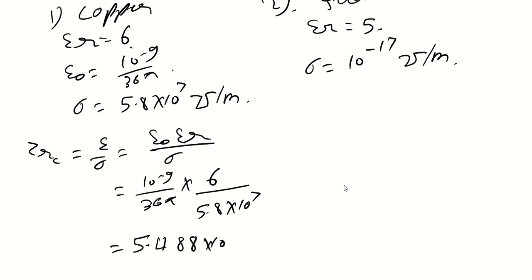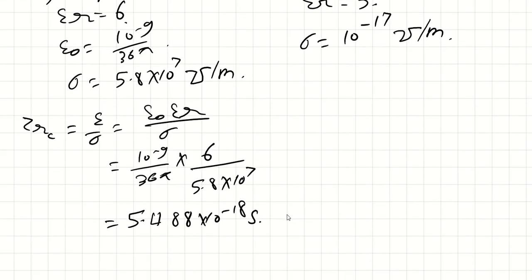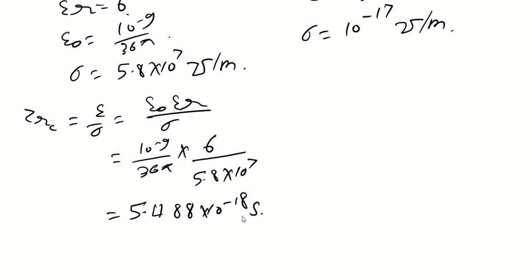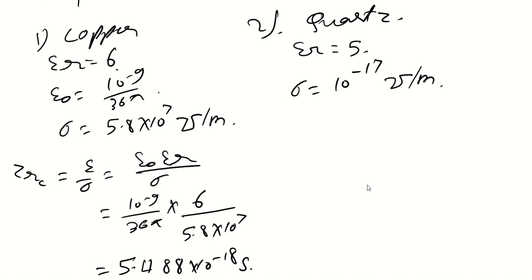After calculating this, we are going to get around 5.488 into 10 to the power minus 18 second. So as you can see, this is of the order of 10 to the power minus 18 second, which is a very short time. Immediately all the charges will move to the surface. Whereas in the quartz case, what will tau r of quartz be?